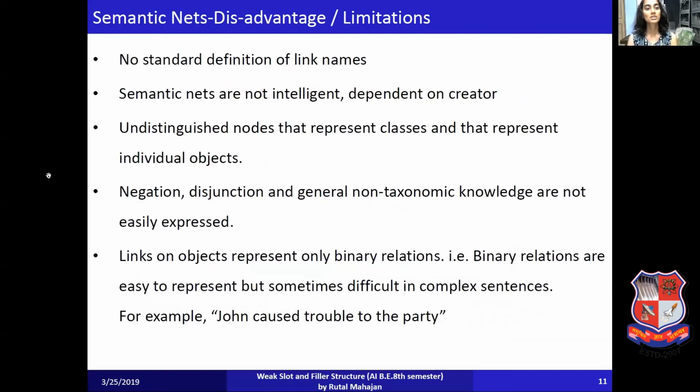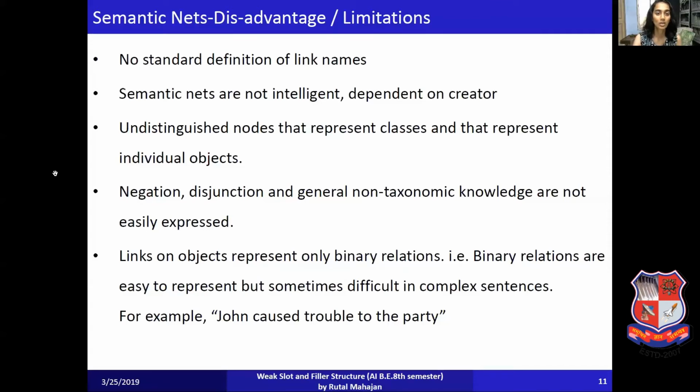But what are the disadvantages? There are certain disadvantages of semantic net. There is no standard definition of link names, meaning how I can label that particular arc. There is no particular definition. I can define it as per my own intelligence. Semantic nets are not intelligent; they are dependent on the creator. Nodes that represent classes and nodes that represent individual objects are not distinguished. Negation, disjunction and general non-taxonomic knowledge are not easily expressed.